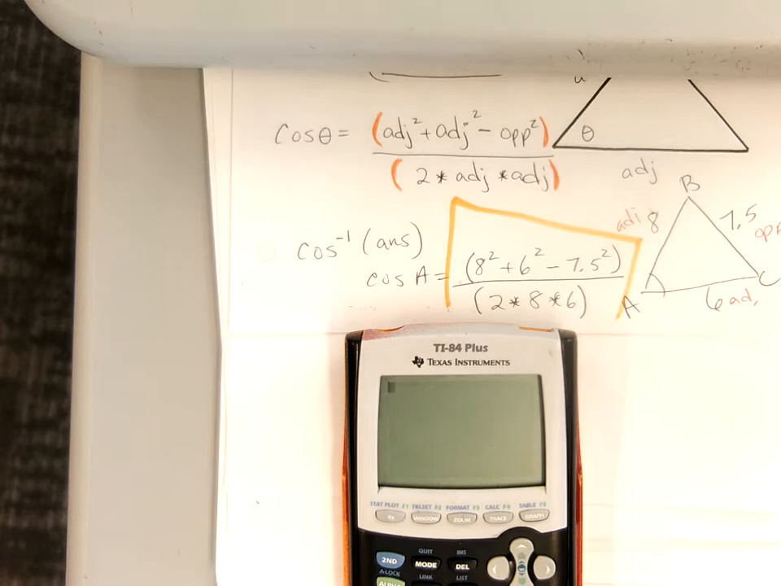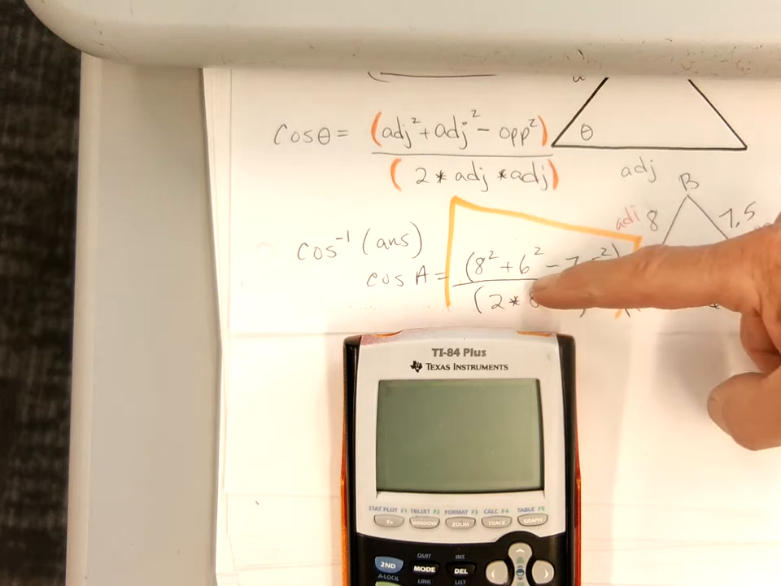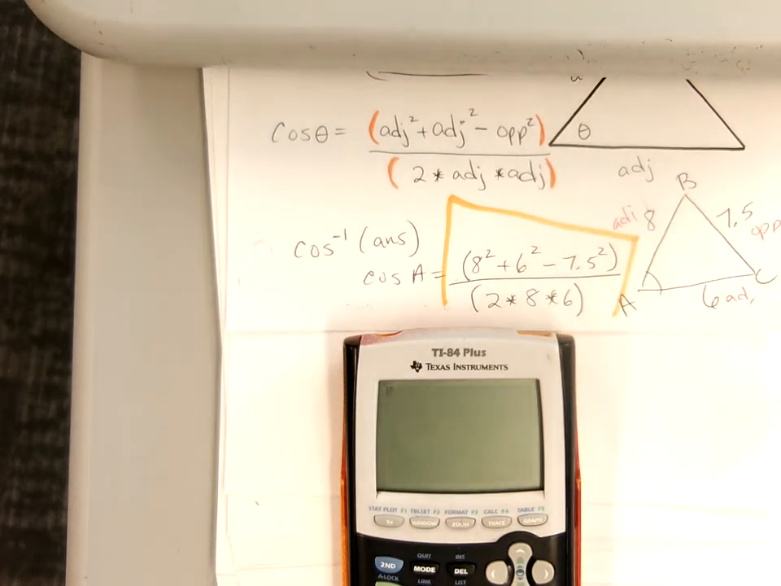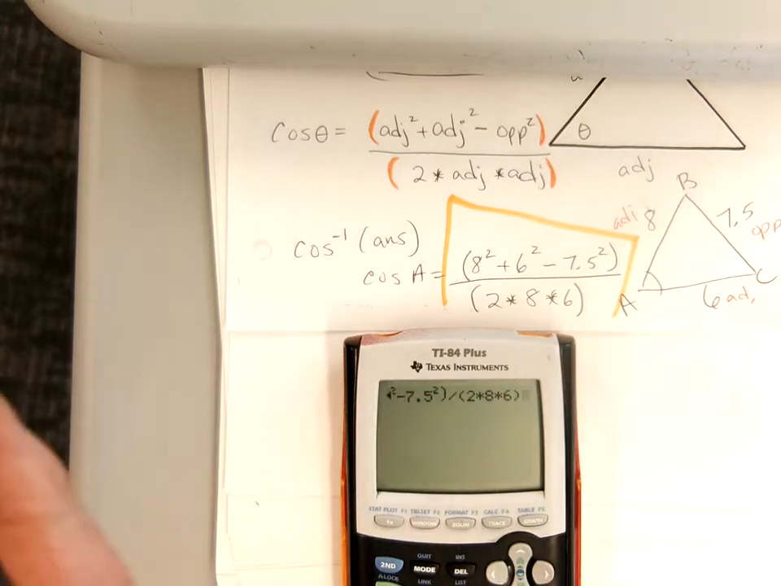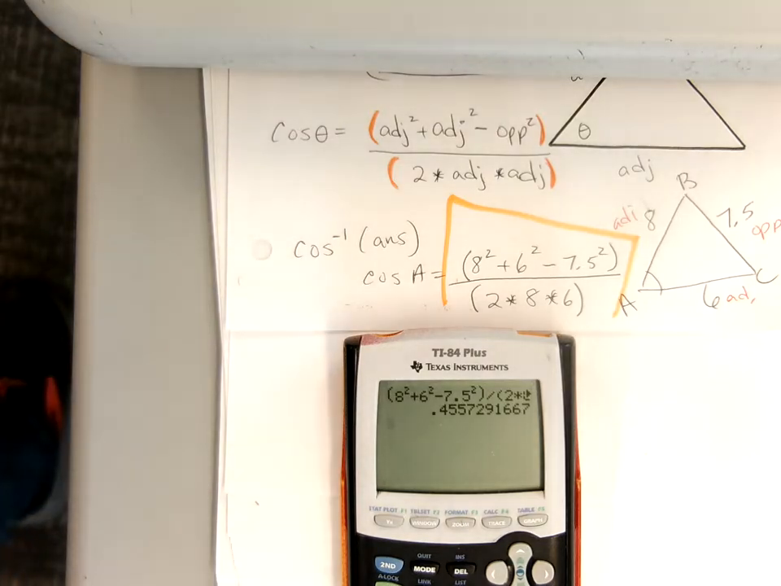So the parentheses are super important because you need the entire top to be divided by the entire bottom. Does that make sense why the parentheses are so important? So on my calculator, I'm just going to go parentheses 8 squared plus 6 squared, subtract 7.5 squared, parentheses. You got to have the parentheses. Divided by parentheses 2 times 8 times 6 parentheses, right? Now I'm hoping I get a decimal, because I want to take the cosine inverse of that. Enter. I get a decimal. That's good.